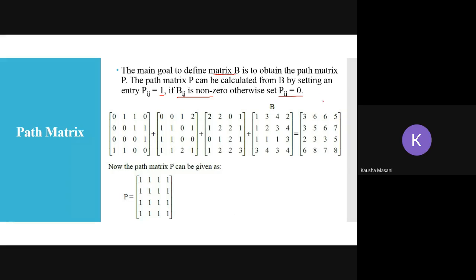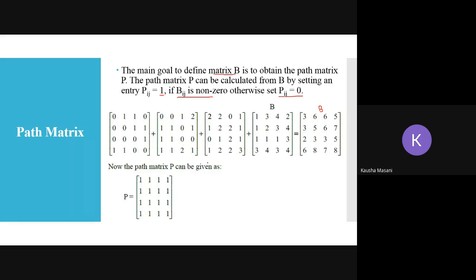See, here you are getting this B value. There is no 0 here. So your path matrix will contain all ones. Got it? Yes or no? Ma'am, can you recall it once again?